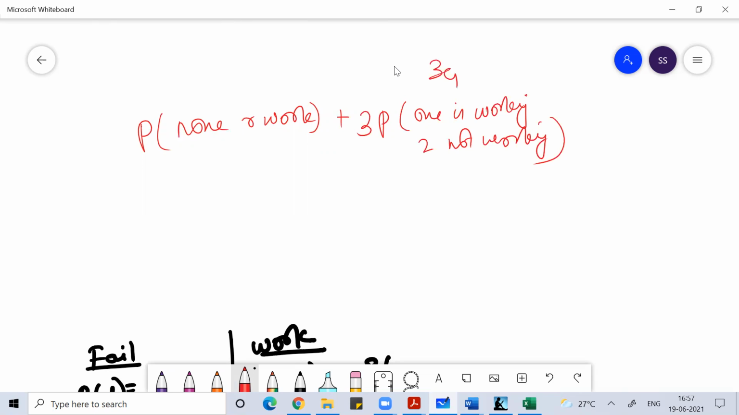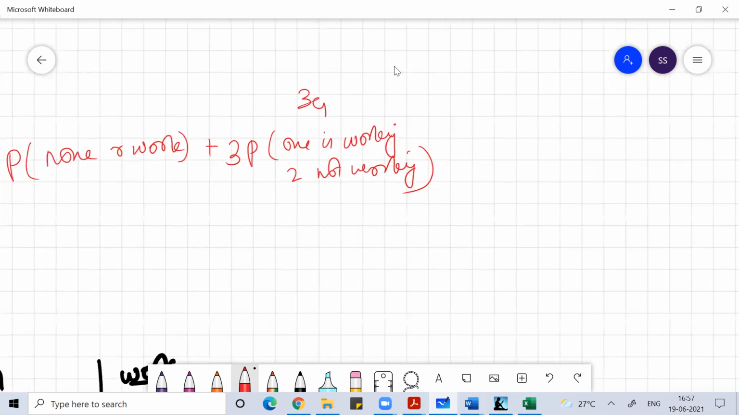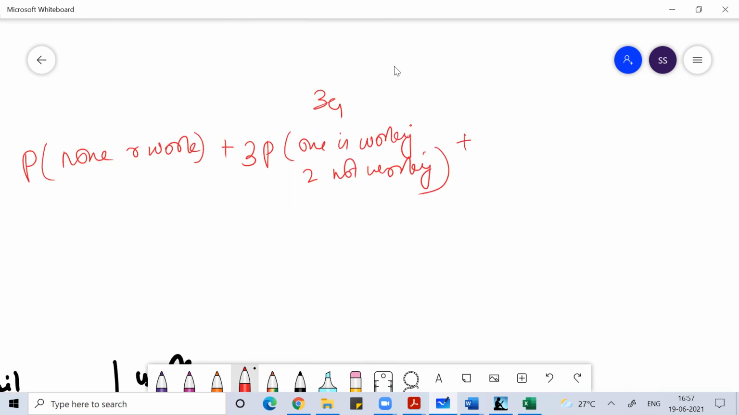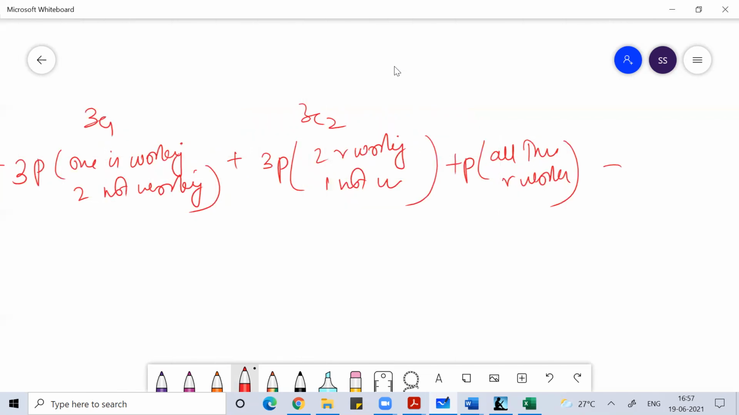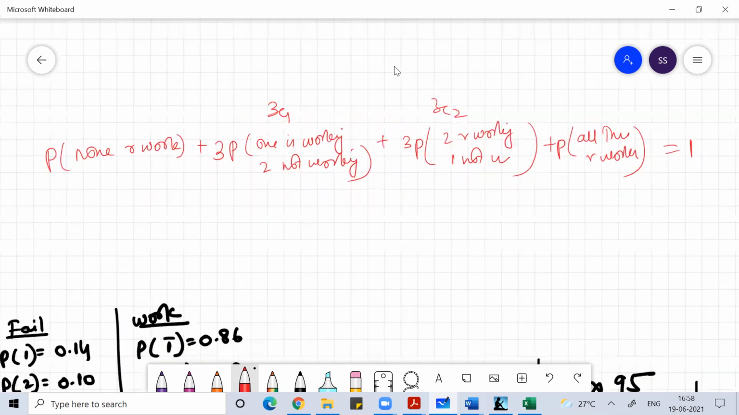Then again, two are working, one is not working. For that also three scenarios will be there, 3C2. And then you have all three working, the probability that all three are working. And the sum total of this will be equal to 1. I hope you understood. Sum total of this will be equal to 1.